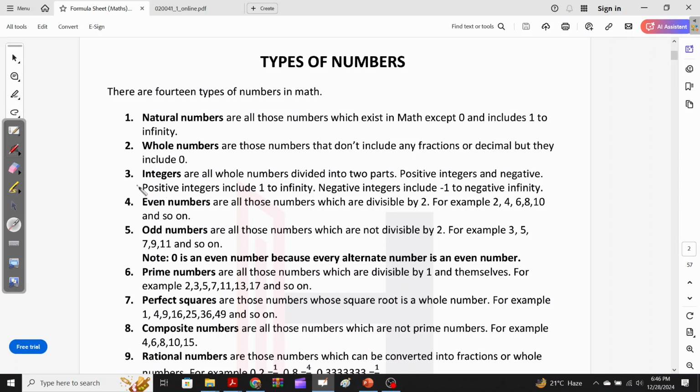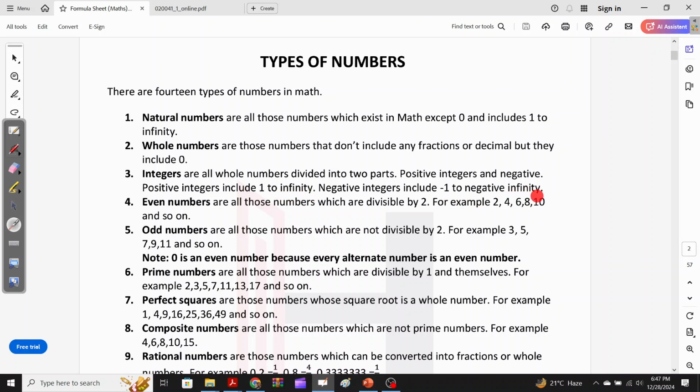Now the third category is termed as the integers, and if you look at those integers, they are all whole numbers which are divided into two parts. We have positive integers and we have negative integers. Positive integers will include 1 to infinity, so 1, 2, 3, 4 going to infinity. But the negative integers will include minus 1 to negative infinity. We have two types of infinity, plus infinity and minus infinity.